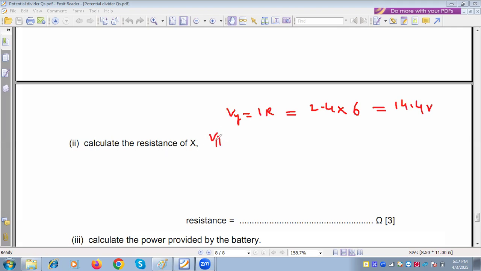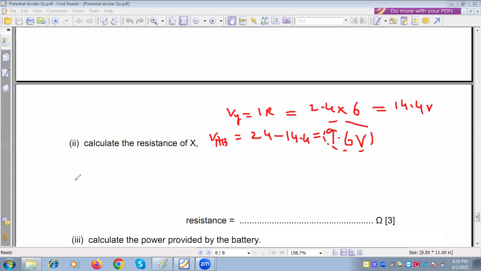VAB will be 24 minus 14.4, because that was the potential difference across the other resistance, Vy. So across the parallel combination VAB, it is 9.6 volt. Potential difference will be the same across the parallel combination. X and R both will have potential difference 9.6 because they are in parallel. So what will be X? We may check it.